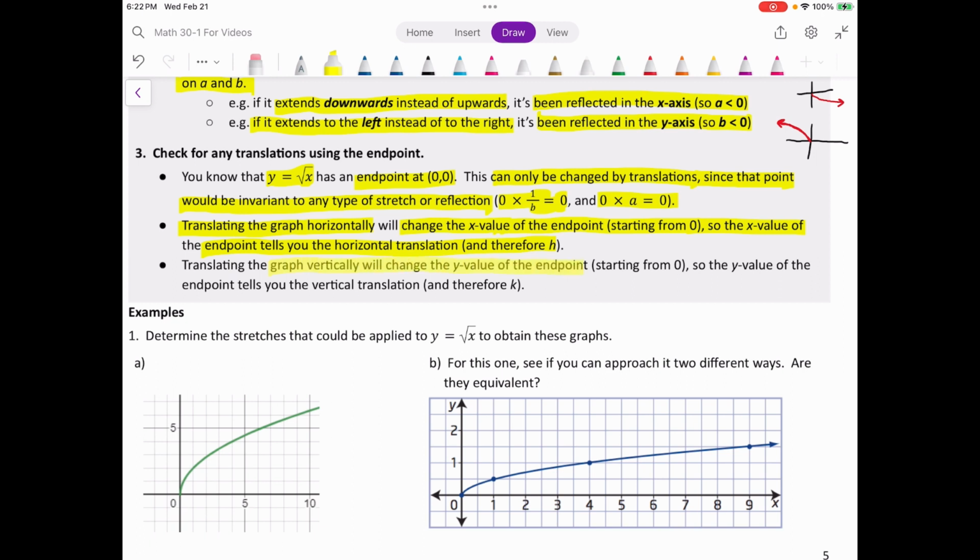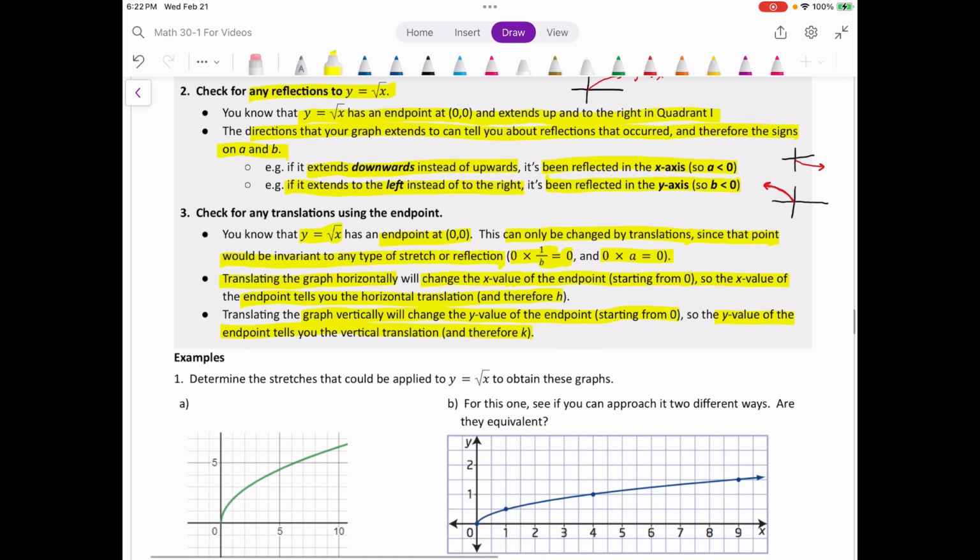If I shift it, it's starting from y equals 0. If I shift it up 2 units, well, now my endpoint will have a y-coordinate of 2. So if k is 2, y will be 2 at my endpoint. If I shift it down 5 units, starting from 0, it's going to end up at -5. So if the y value of the endpoint is at -5, k must be -5. And there we go. That tells us h and k. So that's a super quick way to find h and k.